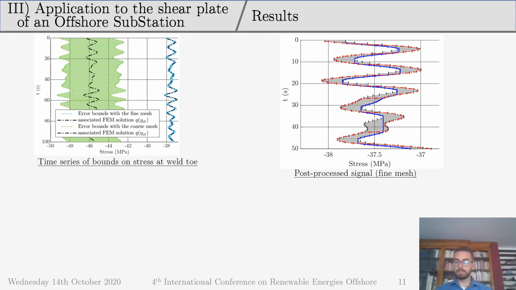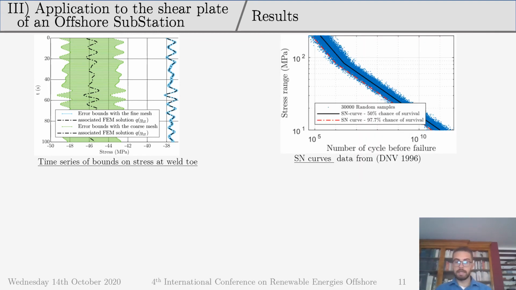So here is a post-process signal on the fine mesh. You can see the signal minimizing damage in blue and the one maximizing damage in red. You can see that the stress ranges are about 1 megapascal. And if you have a look at the SN curves from DNV, it's even below what is plotted, so you will find very low damage.